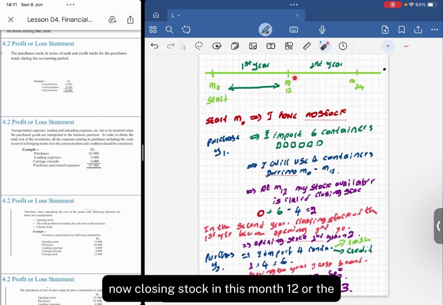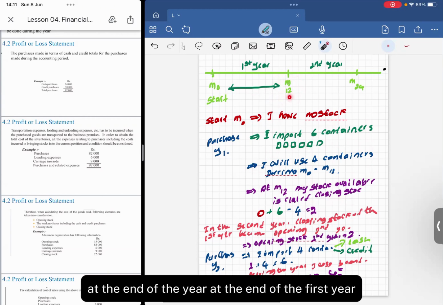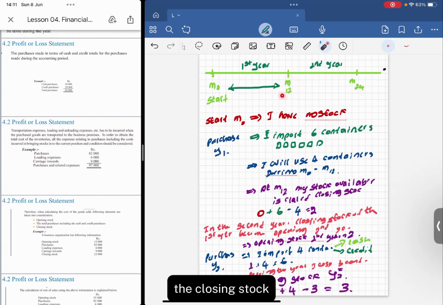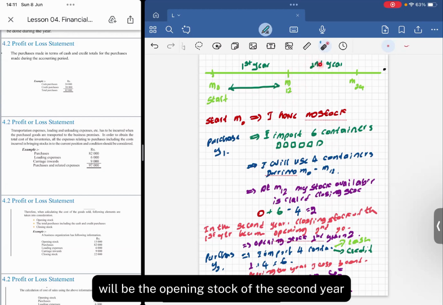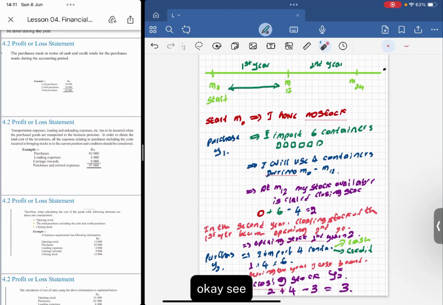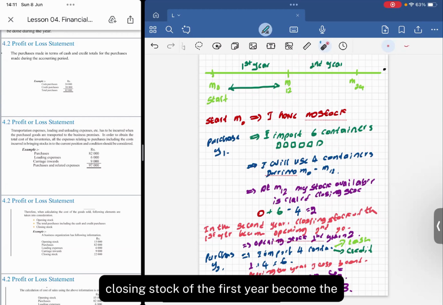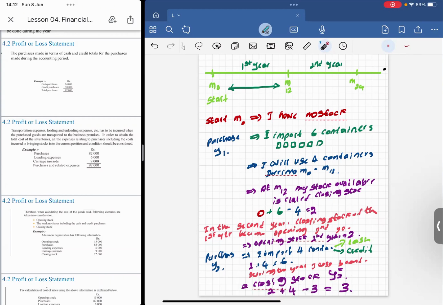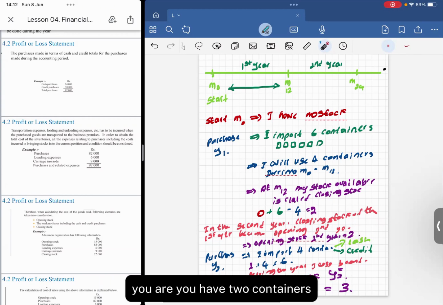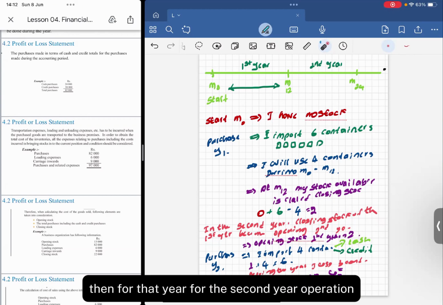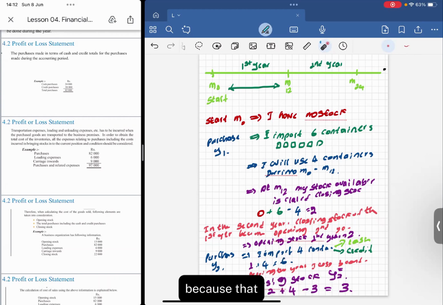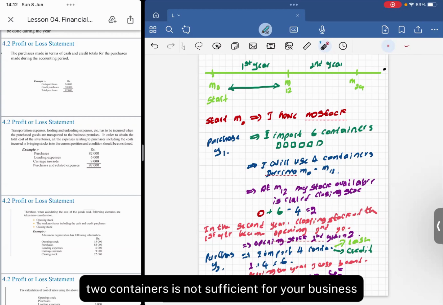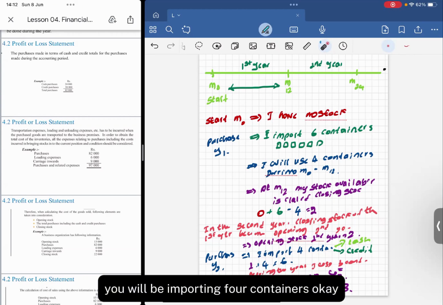Now the closing stock at the end of the first year will be the opening stock of the second year. Then as the opening stock, you have 2 containers. For the second year operation, you will be importing another 4 containers. Why? Because those 2 containers are not sufficient for your business.